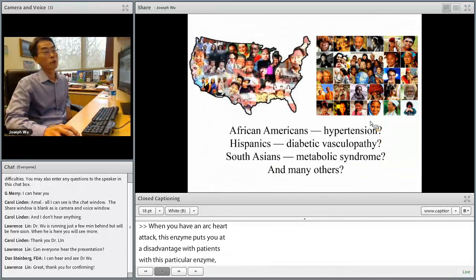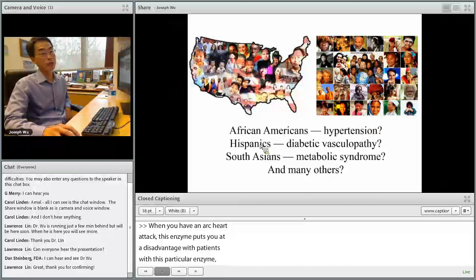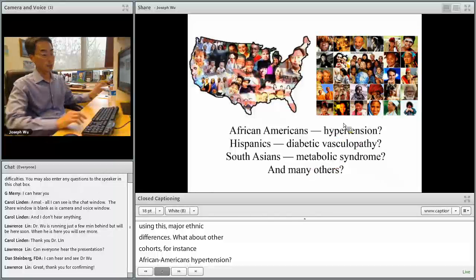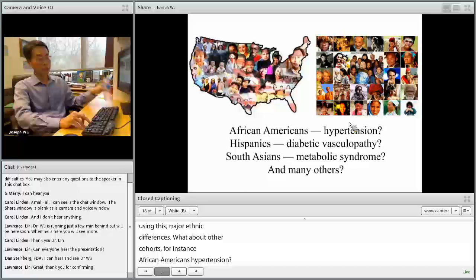What about other cohorts? For example, African Americans who have hypertension, Hispanics who have diabetic vasculopathy, South Asians who have metabolic syndrome, and many others. I think you should be able to use these iPSC cardiomyocytes or endothelial cells to also model these particular diseases as well.